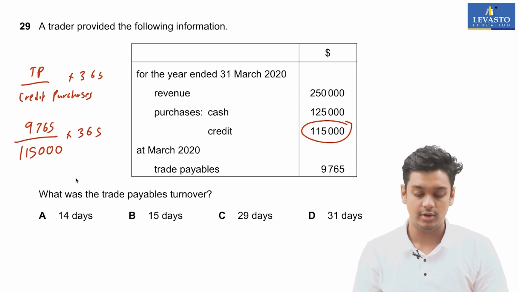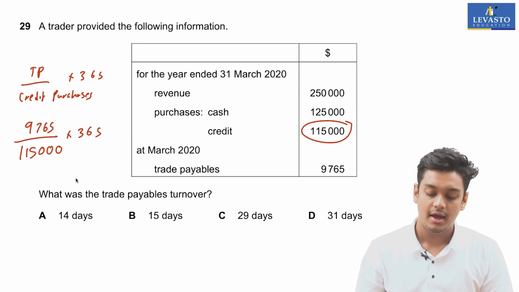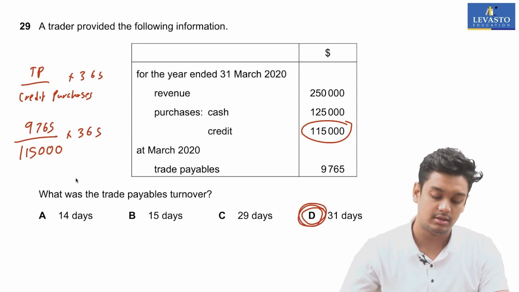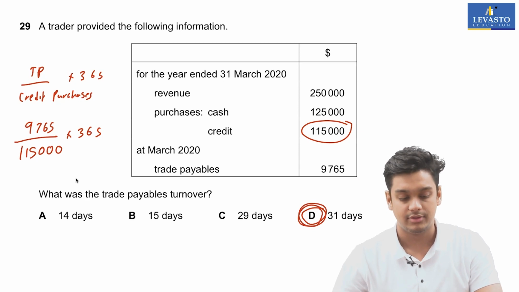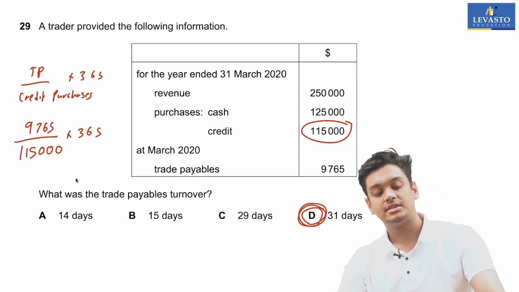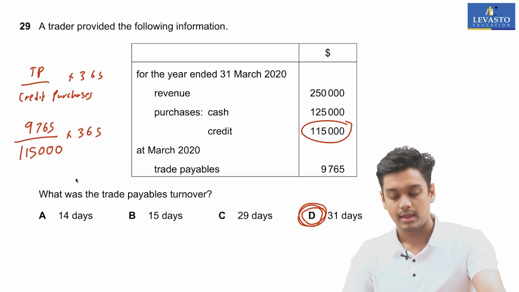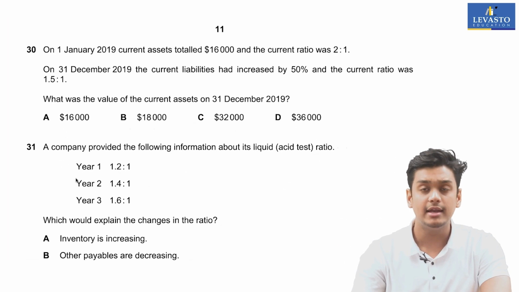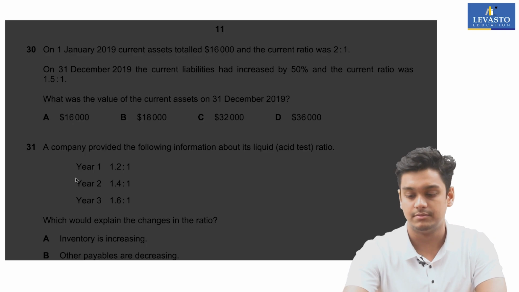So we can do the calculation. 9765 divided by 115,000 into 365. We will get 30.99. So that is 31 days. We round up for the next day. 31 days. Answer for the 29th MCQ is D. That brings us to the final 5 MCQs.